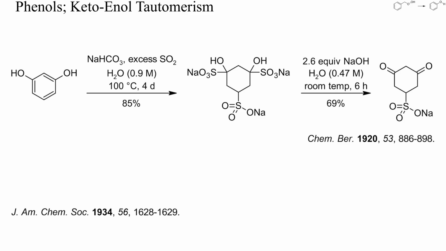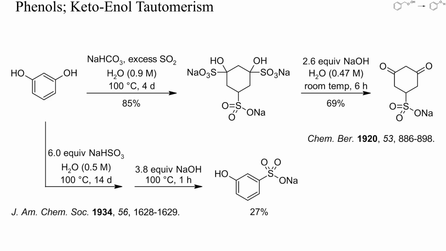Refluxing with an excess of sodium bisulfite for 4 days gave a high yield of a sulfite addition product. Alkaline saponification reversed the sulfite addition to the keto groups, and a 1,3-diketone resulted. The isolation and purification of sodium sulfonates is difficult and requires a lot of skill. Similar conditions also gave a low yield of sodium 3-hydroxybenzene sulfonate, again by bisulfite addition and hydrolysis.